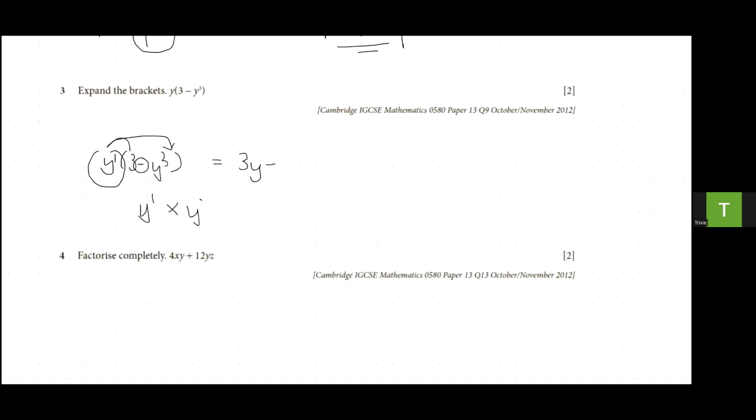According to the index law, when we have the same bottom number, we just need to add the index. So it will equal y remain, and then 1 plus 3 is 4. So it becomes 3y minus y power 4. And this will be the answer.